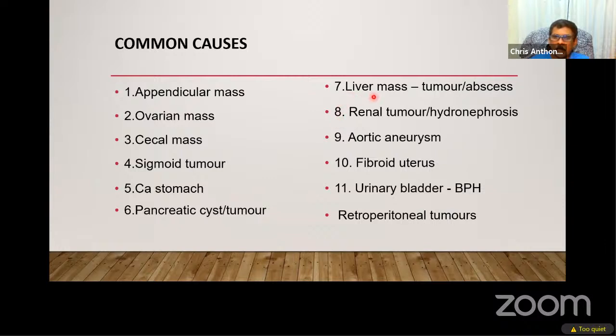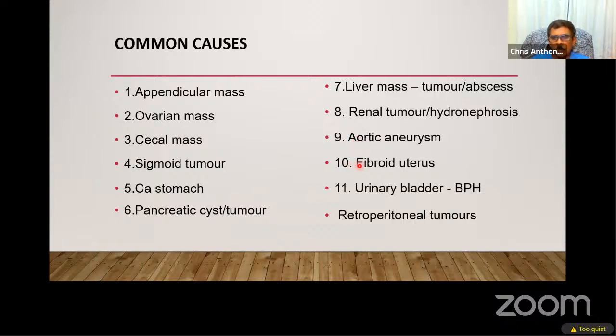Liver can be a mass, a tumor or an abscess. Renal, again, hydronephrosis or renal cell carcinoma. And in children, you must think of Wilms tumor, nephroblastoma. In an elderly patient, think of an aortic aneurysm, a lump to the left of the midline in the abdomen, around the umbilicus. Aortic aneurysm is usually pulsatile.